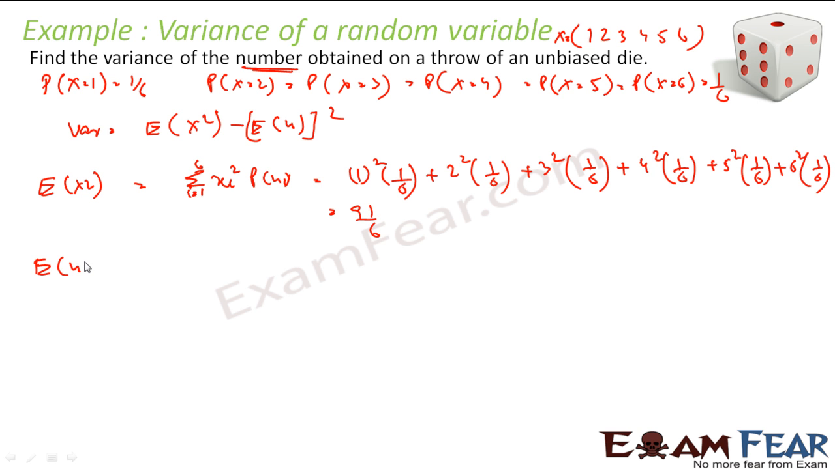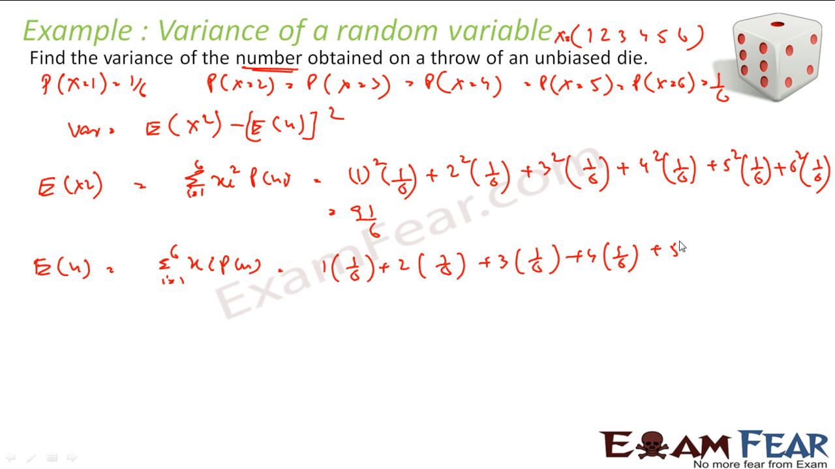Let's find the mu here. Mu here is sigma xi p xi, i equal to 1 to 6. That is something like 1 into P of X plus 2 into P of X plus 3 into P of X plus 4 into P of X plus 5 into P of X plus 6 into P of X. Correct? So this is nothing but 21 by 6.